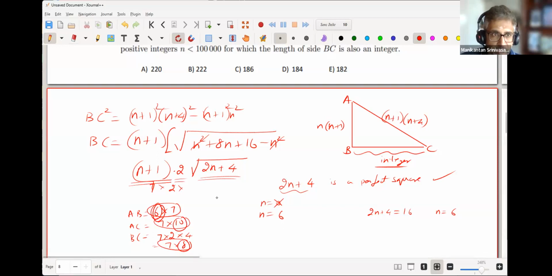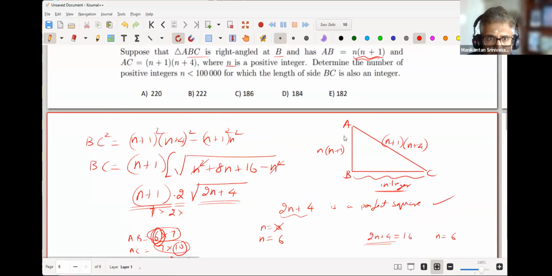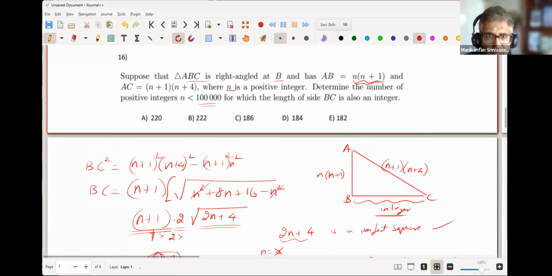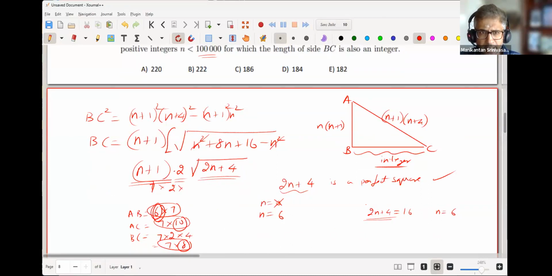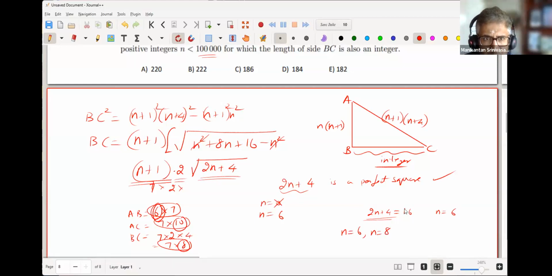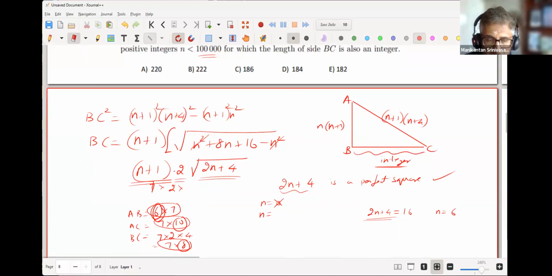So 2n+4 has to be a perfect square, and as long as it's some perfect square with n less than 100,000, sorry, not 10,000, then we are fine. N can start with 6, then 8... why am I getting such a small number? Oh sorry, 2n+4 must be a perfect square. I'm sorry guys, I'm just all over the place here. So 2n+4 is a perfect square.